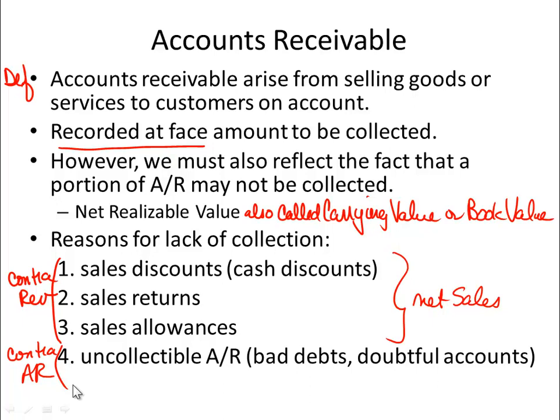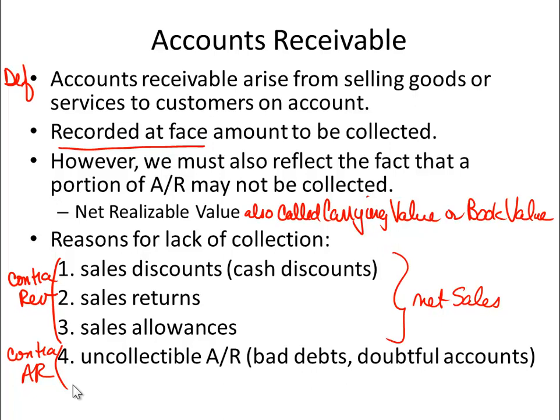Accounts receivable. Well, the definition of an account receivable is it arises when you sell goods or services to customers, and usually you say that you sell to them on account. They're recorded at the face amount, but when we show them on our balance sheet, we show them at their net realizable value, which is also called carrying value or the book value. That's the amount of cash you really think you're going to get out of your receivables. And the reason you don't always get the cash that you think you're going to is, well, there might be some discounts extended to that customer if they pay early, and those are called sales discounts or cash discounts.